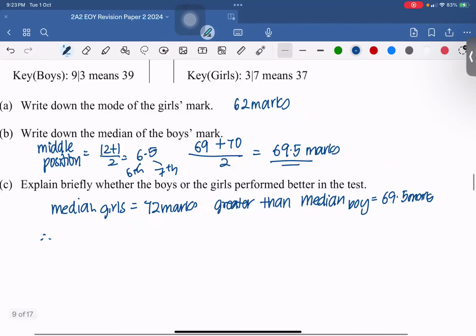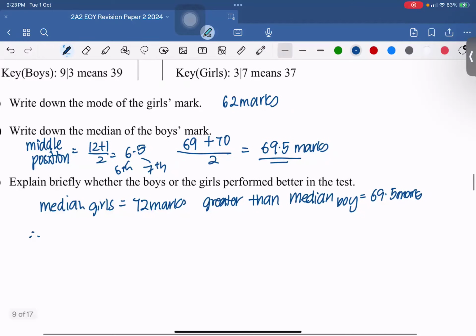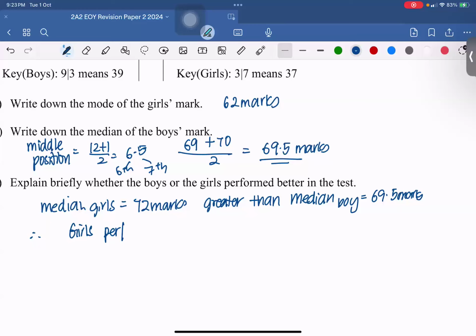Okay, maybe in our class, the girls perform better, is it? Yeah, lah. Got more girls than boys. Because you have average results of other people. Okay, all right.